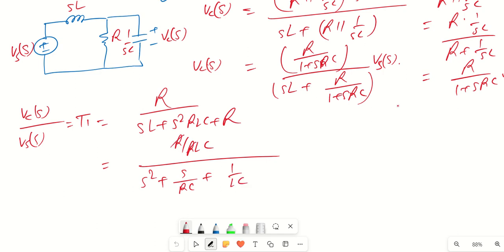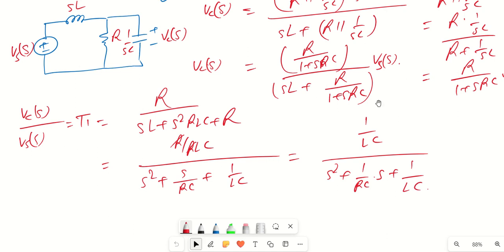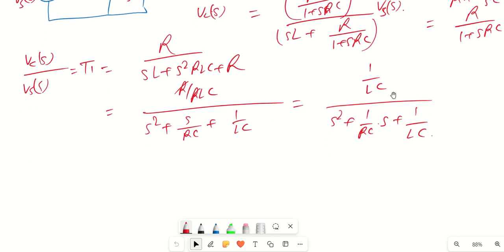And R and R will get cancelled. So the upper one is also 1 by LC. So this is going to be 1 by LC divided by S square plus 1 by RC into S plus 1 by LC. So this is my complete transfer function. Now you know what my coefficients of numerator and denominator are. So numerator coefficient is 1 by LC and denominator coefficients are 1, 1 by RC, 1 by LC.